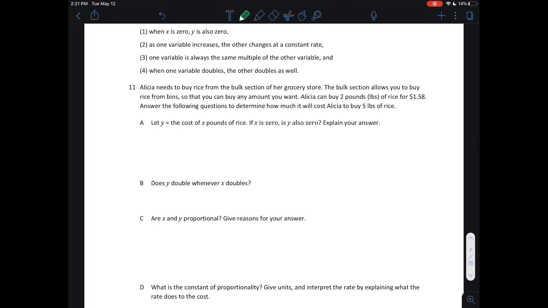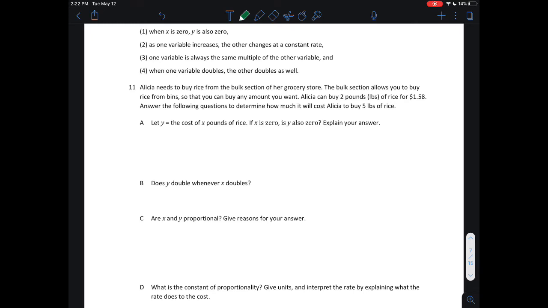Number 11. Alicia needs to buy rice from the bulk section of her grocery store. The bulk section allows you to buy rice from bins so that you can buy any amount you want. Alicia can buy 2 pounds of rice for $1.58. Answer the following questions to determine how much it will cost Alicia to buy 5 pounds of rice. So first, part A, let y equal the cost of x pounds of rice.